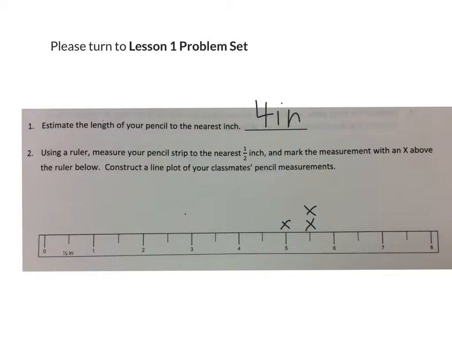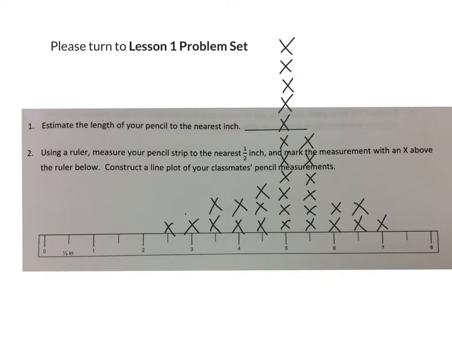Kim, how long was yours? 3.5. Okay, so let's go ahead and put an X on 3.5. I'm going to continue calling your names, and you're going to shout out your number, and we're all going to put the X. Now we've made a line plot. This is called a line plot.